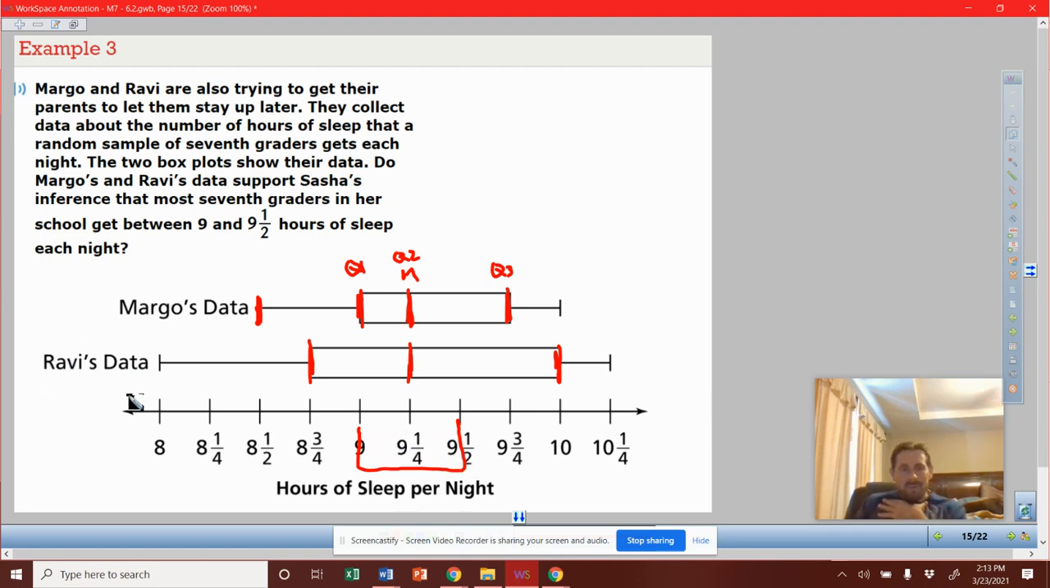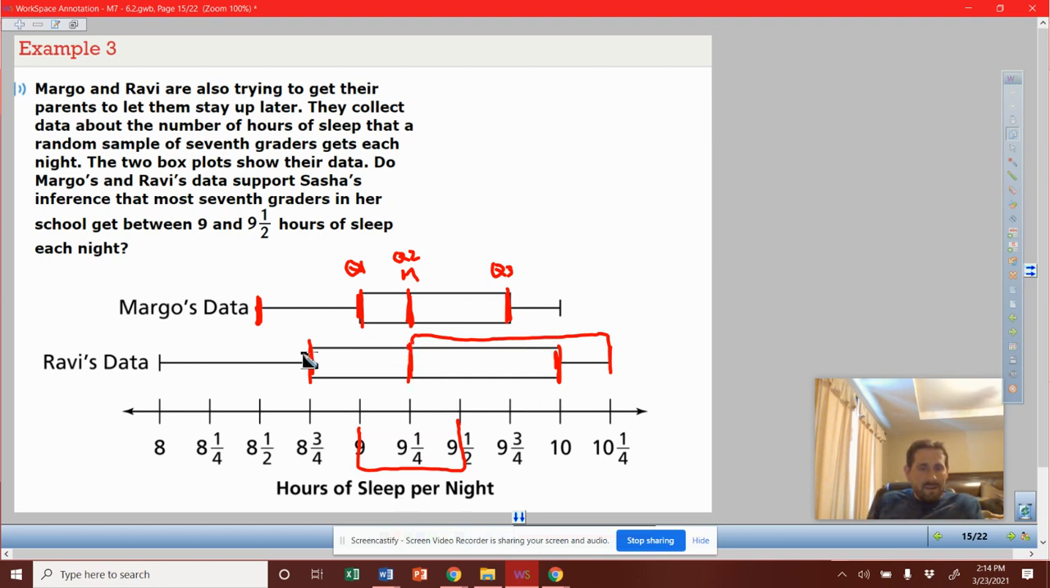Ravi's data, you might be convinced otherwise because of the size of those boxes. This box being stretched out as far as it is means that there's quite a span between 9 1/4 to 10, and really 9 1/4 to 10 1/4. Like from here to there, that's half of the data. Half of the data suggests more than 9 1/4 sleep. Okay, so that's one way to look at this. And like I said, there's more than one answer.